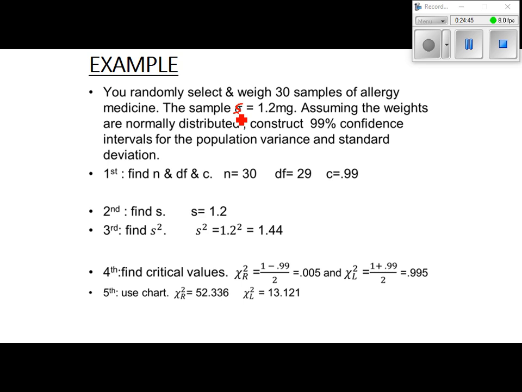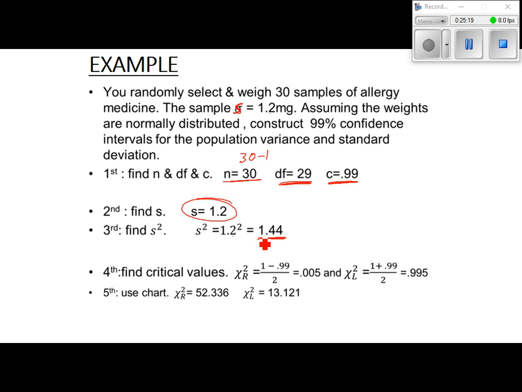So the first thing we do, we find N, which was 30. DF then is just 30 minus 1, which is 29. Our C is 0.99. They told us that. Then we find S, which they told us, 1.2. Make sure you square that S, because that's what we're going to need in the formula. So S squared, 1.2 squared, is 1.44. That's what we're going to plug into the formula. Then we're going to find our critical values.